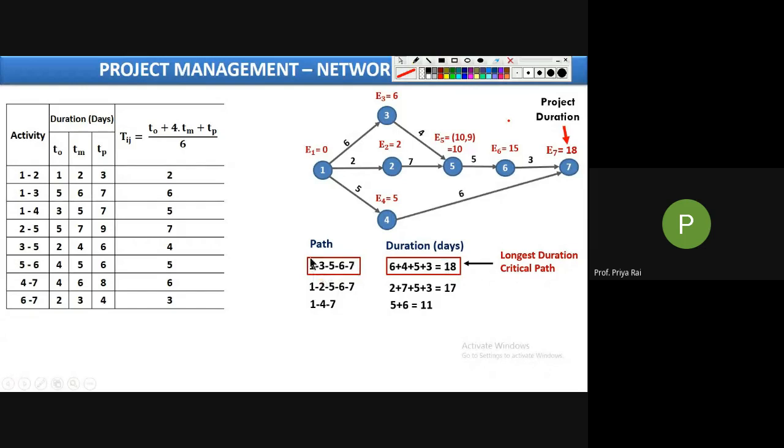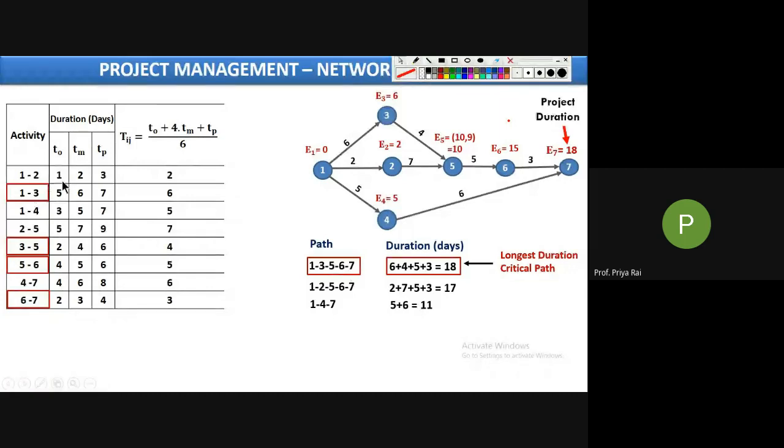What are the activities? See, 1 to 3, then 3 to 5, then 5 to 6, then 6 to 7. Since this path is critical, these activities are critical or non-critical? Critical, ma'am. Yes, so these activities are critical. Okay, so your second question was what?